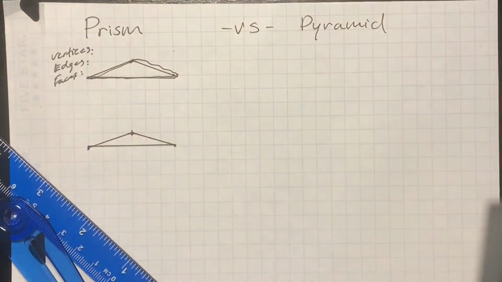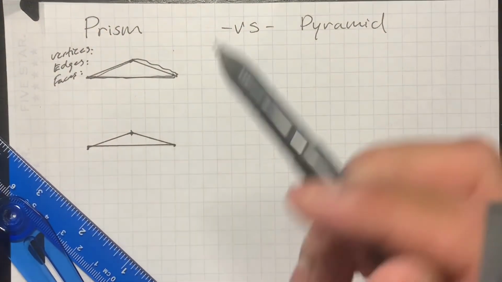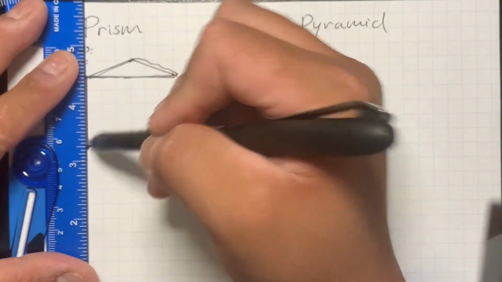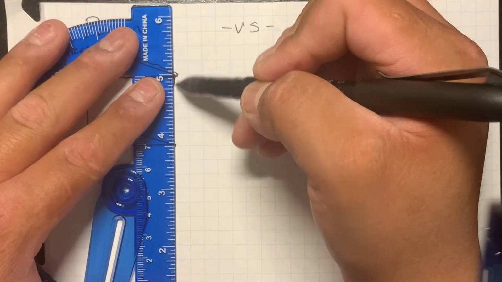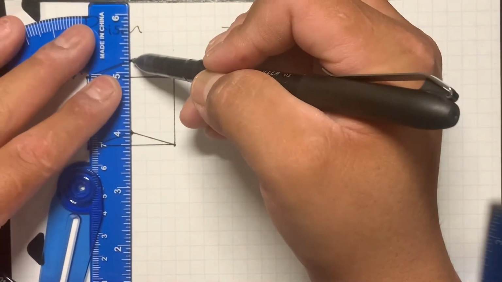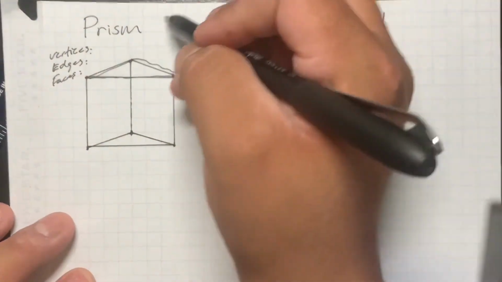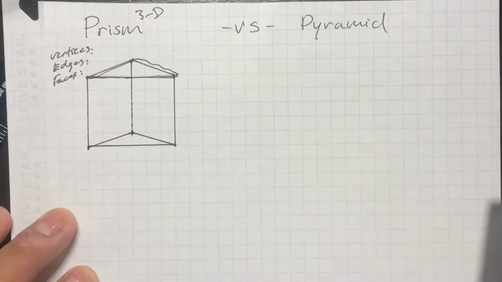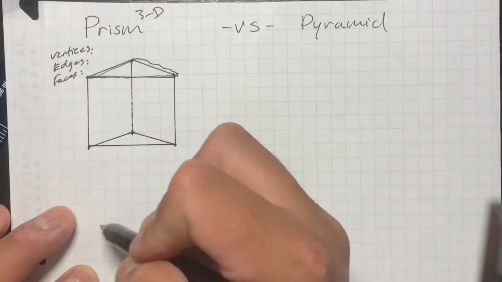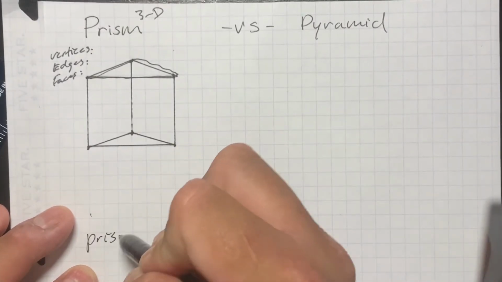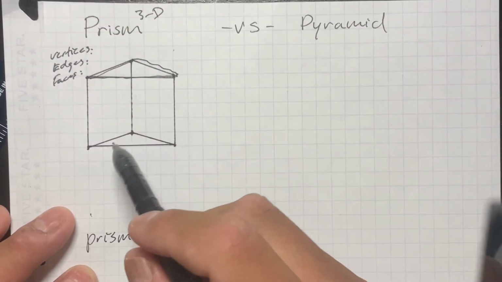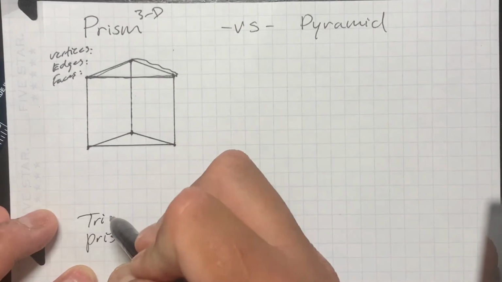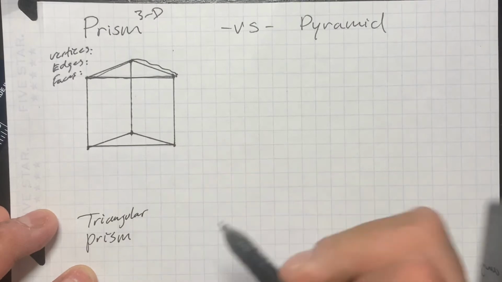Okay, so there's my 2 polygonal bases. Now if I connect these other vertices with the line segments called edges, it would look like that. So there's my 3-dimensional figure. We call this a prism. What kind of prism? Well, look at the base. What shape do you see down there? You see a triangle. So this is a triangular prism.